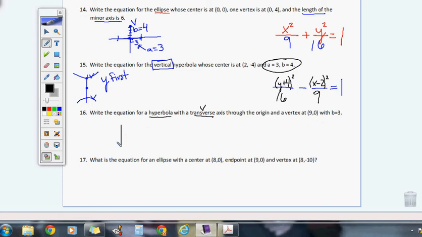So we're going to put our center here at 0, 0, okay? And then a vertex is at 9, 0. So 1, 2, 3, 4, 5, 6, 7, 8, 9. There's a vertex. Here's our center, okay? And in looking at this now, write the equation for the hyperbola with the transverse axis.